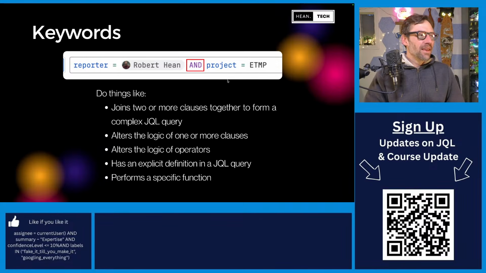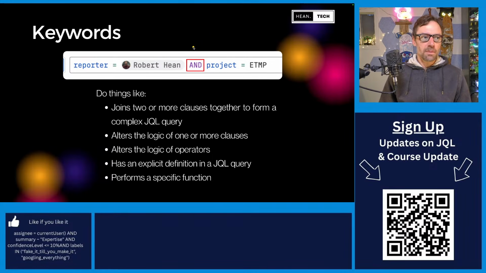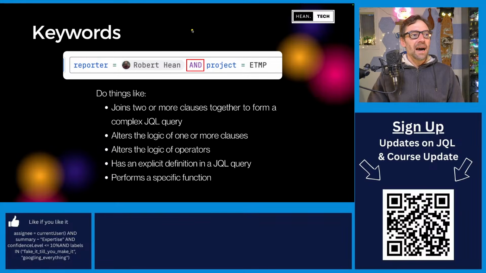Now, the keywords allow us to make complex statements. Again, a statement is just a single functioning clause. Reporter equals Robert Hean. But if I want to further restrict that, maybe I only want tickets where Robert Hean is a reporter and it's in a certain project, I need a keyword. Keywords allow us to join multiple clauses in different ways, but they can also do things like alter the logic.